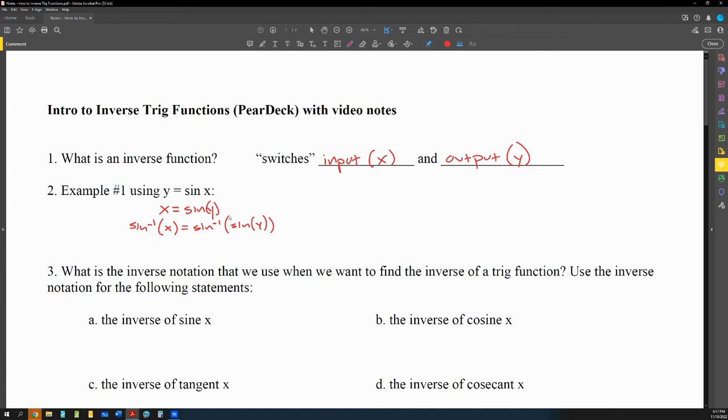Okay? On the right-hand side of this equation, we have the inverse sine of the sine. So because we are using inverse operations here, the sine and the inverse sine undo one another. They cancel each other out, and all that's left is the argument of the sine here, y. On the left-hand side, we're just left with the inverse sine of x. Okay?